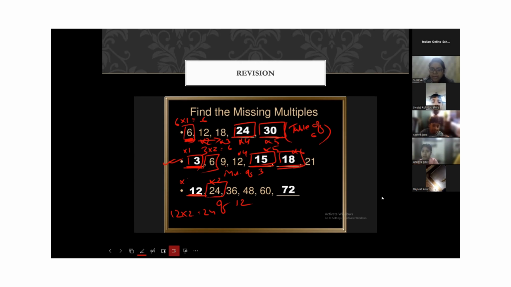So 12, 1 times is 12. 12, 2 times 24. 3 times 36. 4 times 48. 5 times 60. And last should be my 6 times. That's 72 as my answer. How many of you know the table of 12? Does everyone know? Okay. So that's how you fill up the missing numbers.